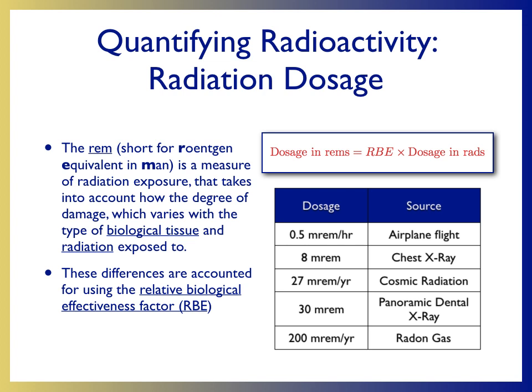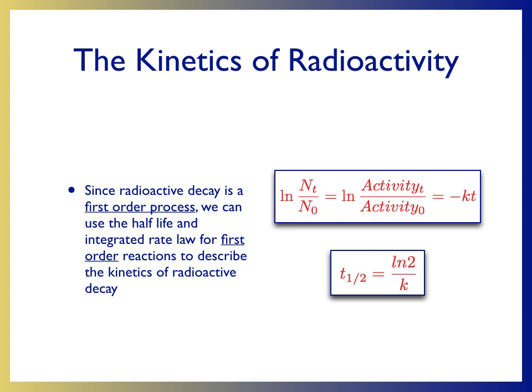Now let's take a look at another application of radioactive decay, and that is to do certain types of dating. First of all, as a reminder, radioactive decay undergoes first-order kinetics, and we can use our integrated rate laws and half-life equations to do calculations that involve radioactive dating.